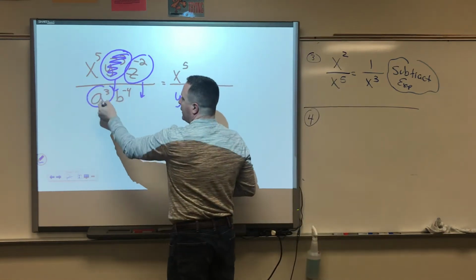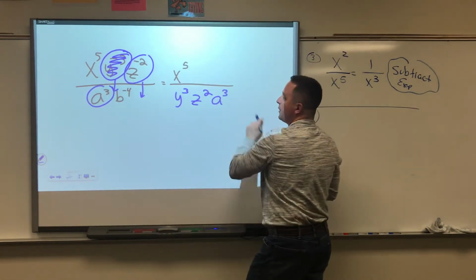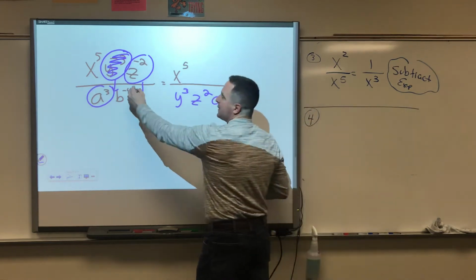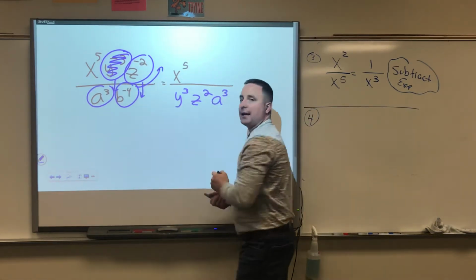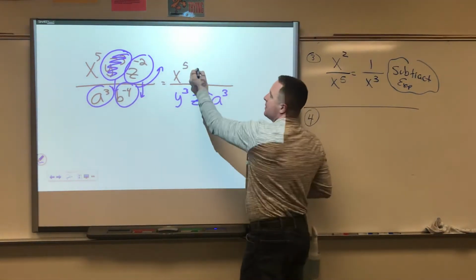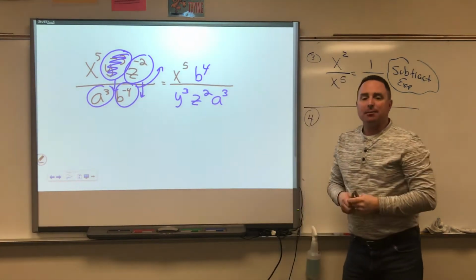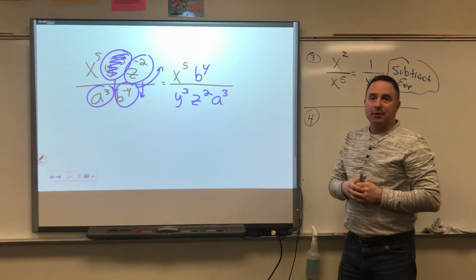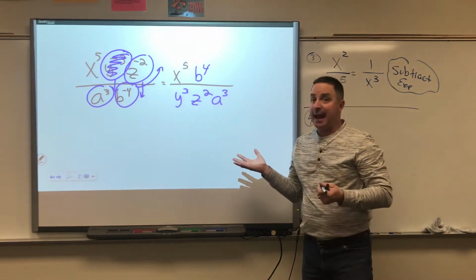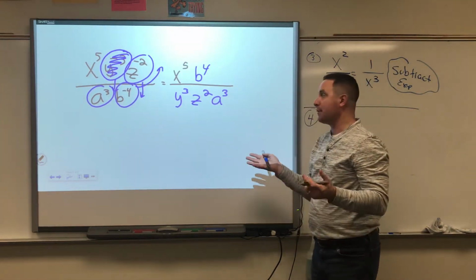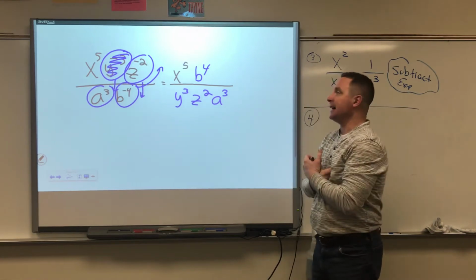This a to the third, it's okay. It can stay down there in the bottom. But what about if it's negative on the bottom? Well, then it has to move up to the top and becomes b to the positive fourth on the top. So negative exponents aren't anything to be scared about or nervous about. Just note that we can't have negative exponents in our answer, and the way we make them positive is we move them up and down.